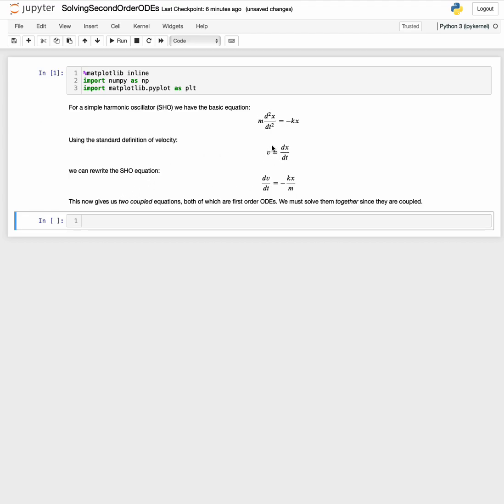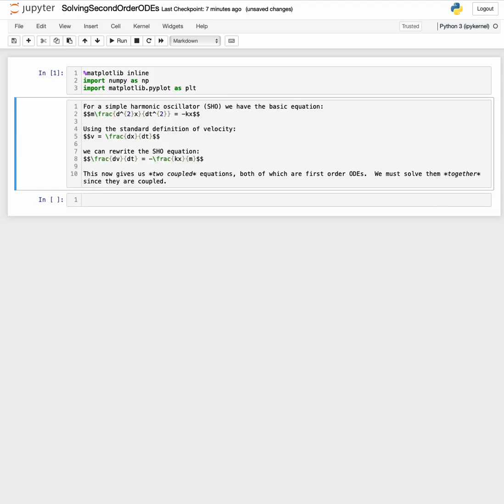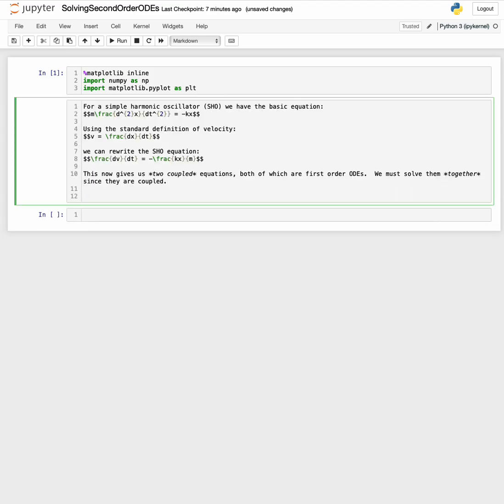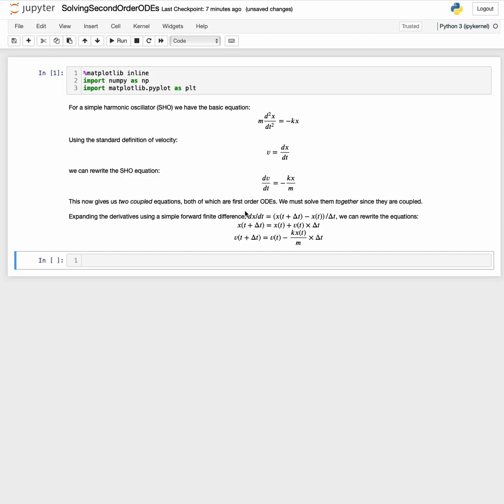So if you're doing a numerical integration, you can't just simply go through this equation solving for all values of v and then go through this equation solving for all values of x, because then they won't work that way around. Let me show you that. So what we're going to do is expand the derivatives in terms of a simple forward differential equation, which is how you get the Euler approach. So if we're writing, for instance, dx by dt is x of t plus delta t minus x of t divided by delta t, then we can rewrite these two equations as I've done here.